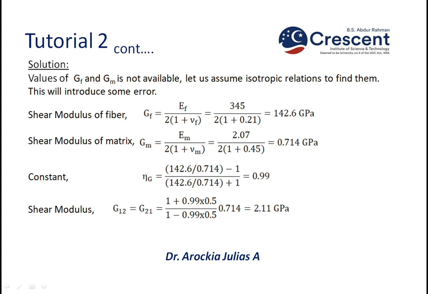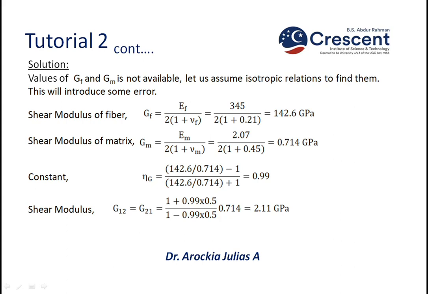Now shear modulus of fiber Gf equal to Ef divided by 2 into 1 plus nu f, Poisson's ratio. So that is substituted as 345 divided by 2 into 1 plus 0.21. So we get the value of Gf as 142.6 GPa. Now shear modulus of matrix Gm, the same formula, but for matrix: Em divided by 2 into 1 plus nu m, the values are 2.07 divided by 2 into 1 plus 0.45. So the final value for Gm is 0.714 GPa.